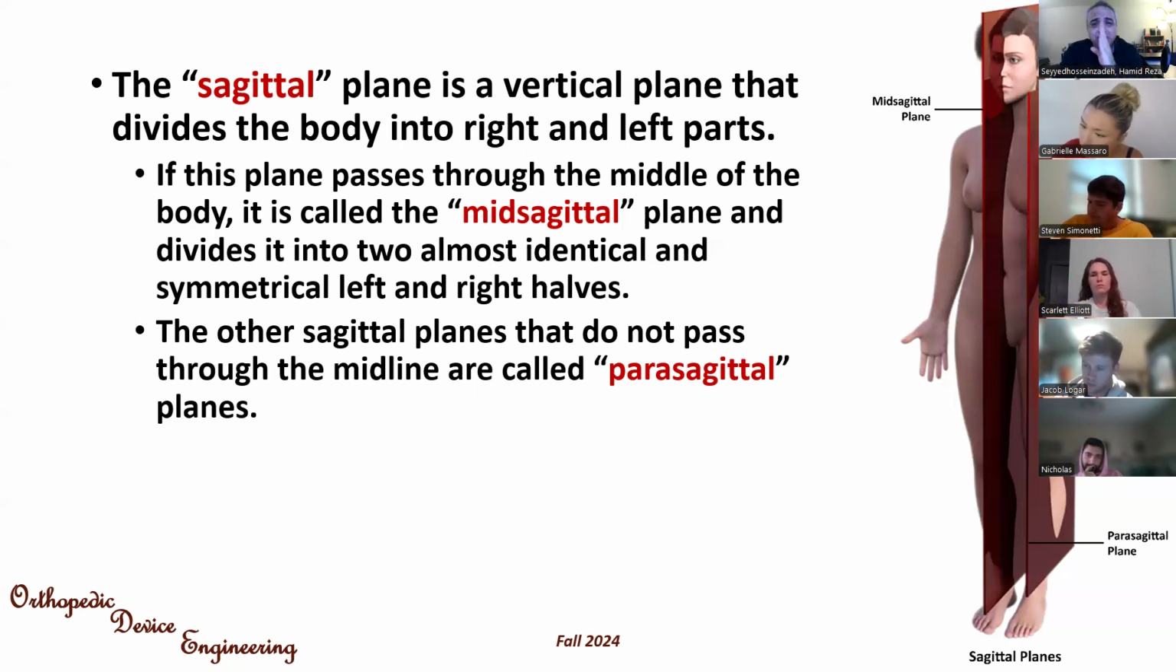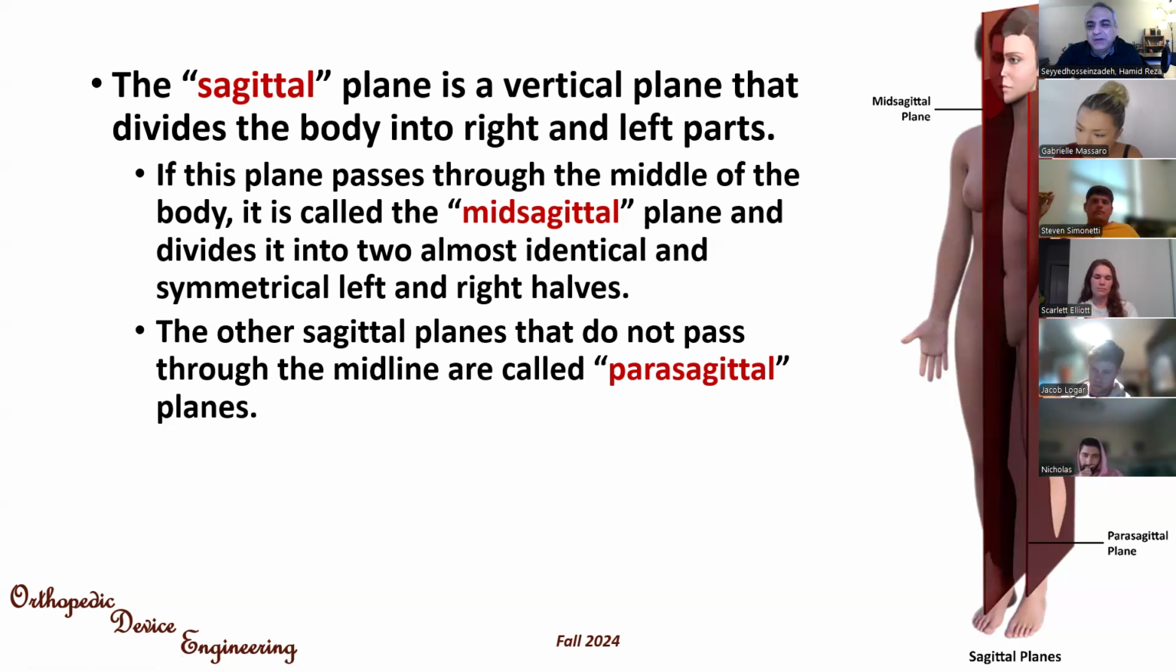So if we have the sagittal plane through the middle of the body, we can have two almost symmetrical halves of the body. This plane that passes through the middle of the body is called mid-sagittal. If we have another plane parallel to this one, but not through the midline of the body, this plane is called parasagittal.